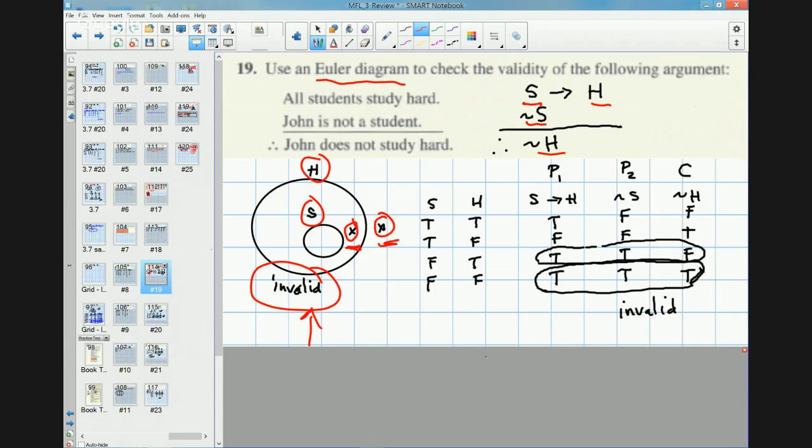Now, just to cover more bases, you can see on the right I did it the truth table way, and again you can see it's invalid. Of the two rows where all the premises were true, there was one of those rows that had a false conclusion. So again, just like we found out over on the left, this is an invalid conclusion, or argument, I should say.